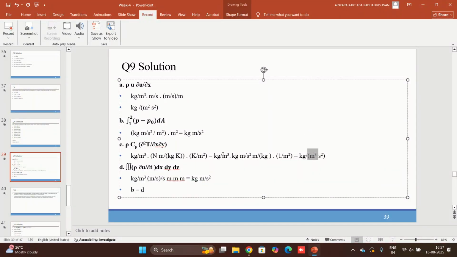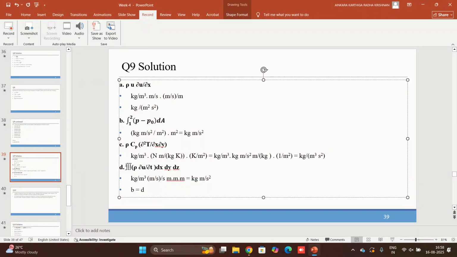So here if we count, it is minus 3 plus 1 minus 2 plus 1 minus 1, and it is minus 2. So it is minus 3. So 3 goes to the denominator. For seconds we have second square. So it remains in the denominator itself. So it is kg by meter cube second square.